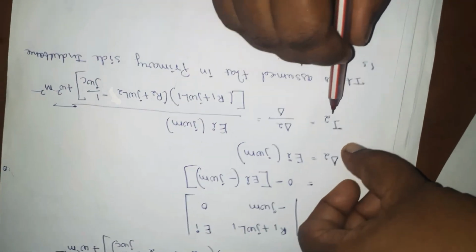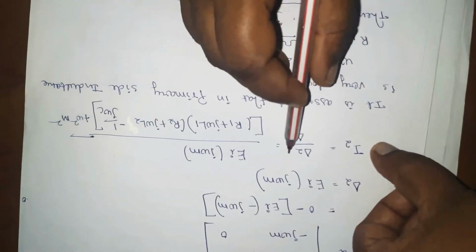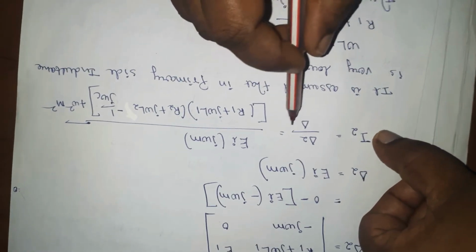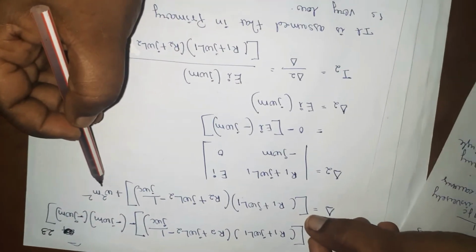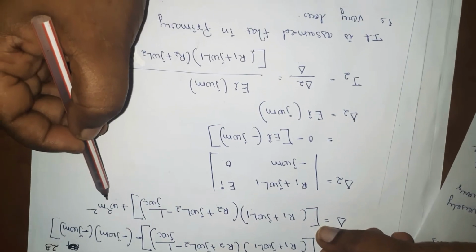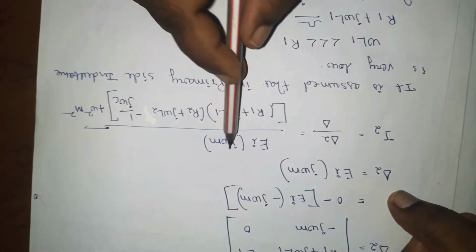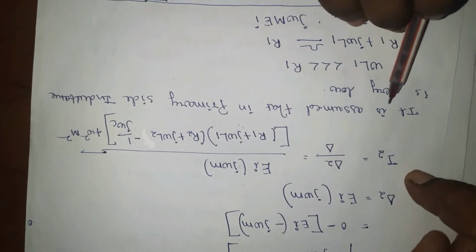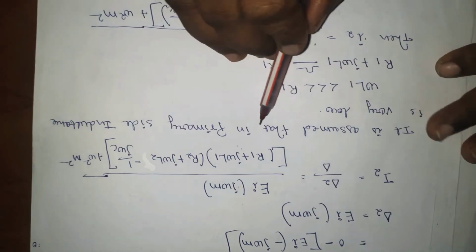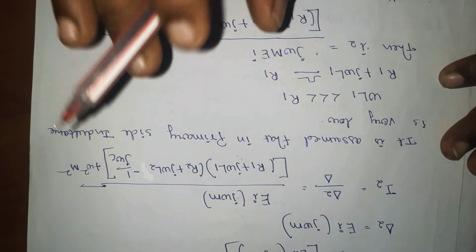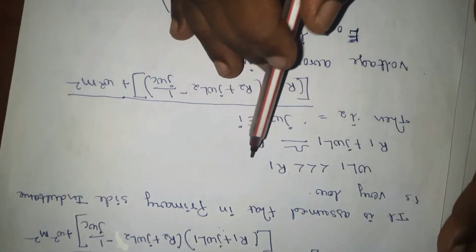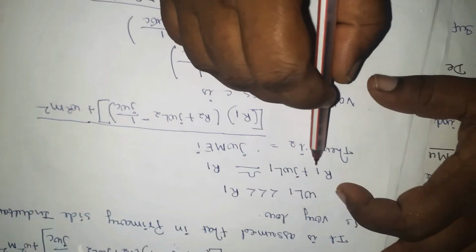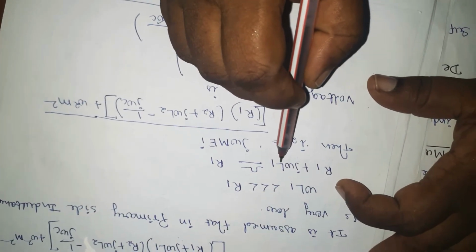Now you are going to find I2. The formula for I2 is equal to delta 2 divided by delta. You already know the delta value and the delta 2 value, so you write this formation. Here it is assumed that the primary side inductance is very low, so you write omega L very much less than R1. So R1 plus j omega L.